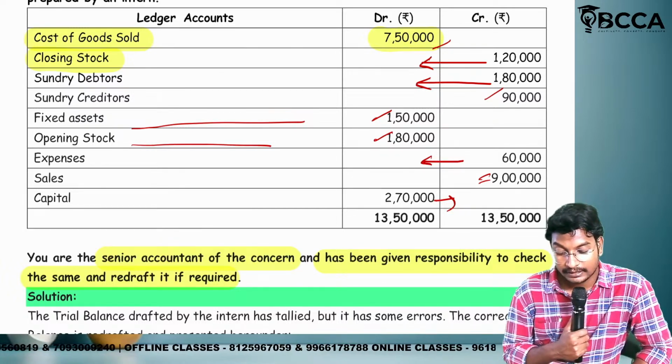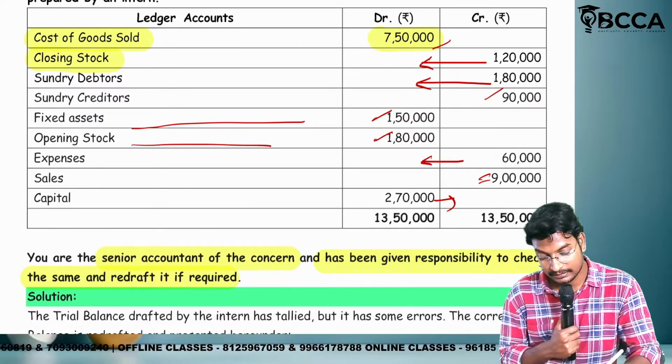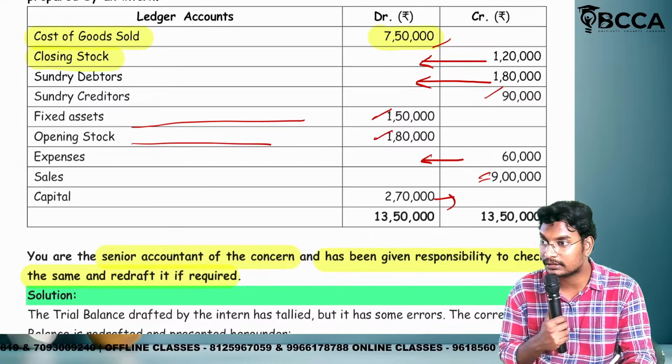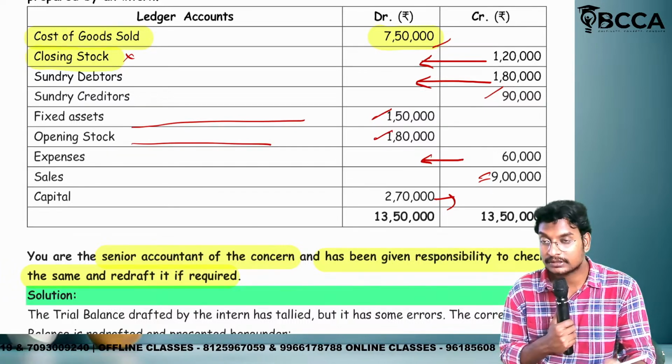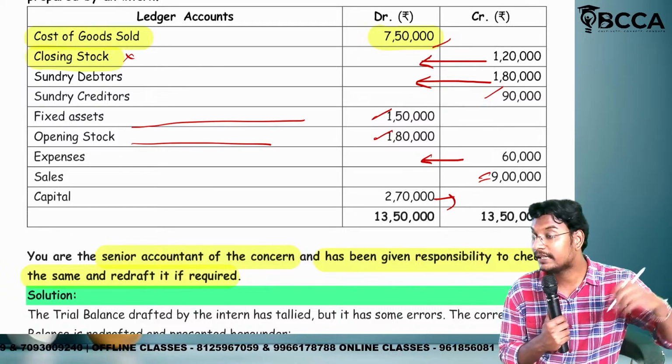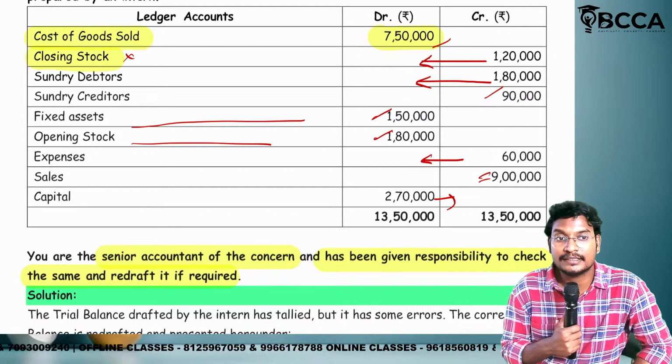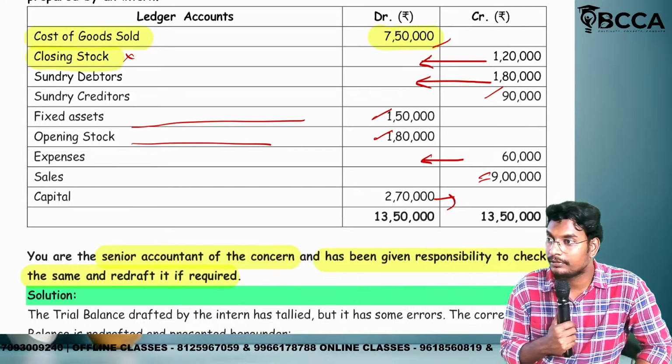But they have not given what? Purchases. If they have given the purchases, should we record the closing stock or not? We should not record the closing stock if they have given the purchases. But they have given only the opening stock. That means all the purchases is called the closing stock. We have to imagine like that.